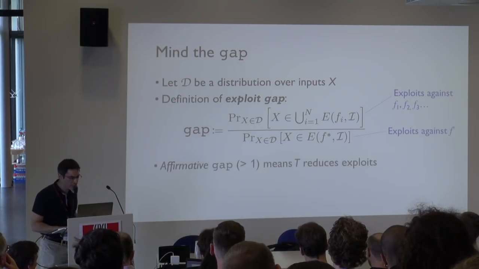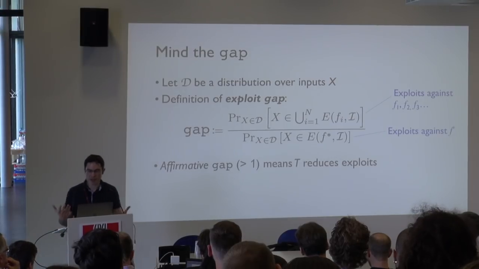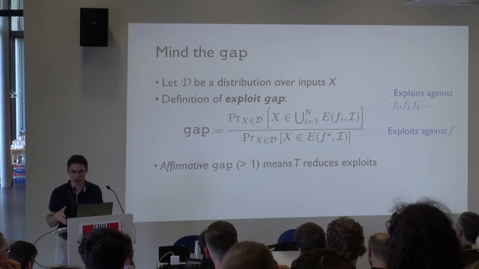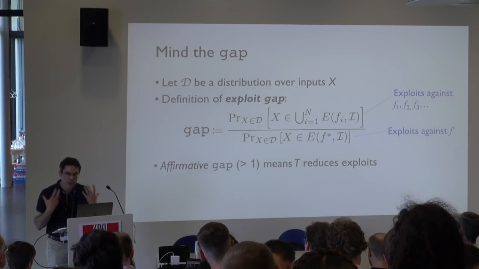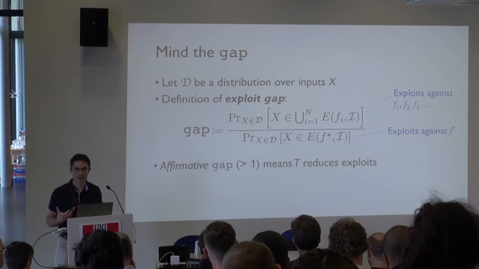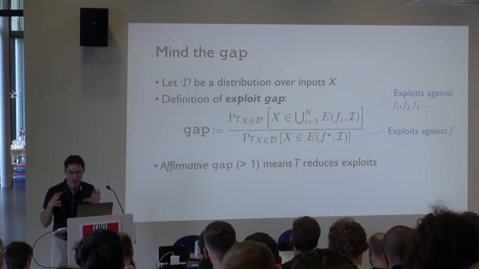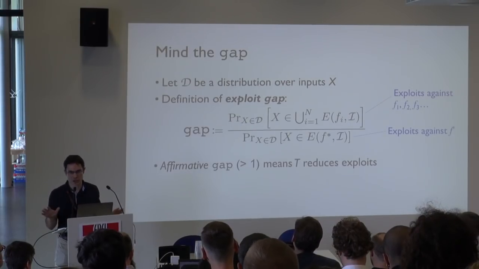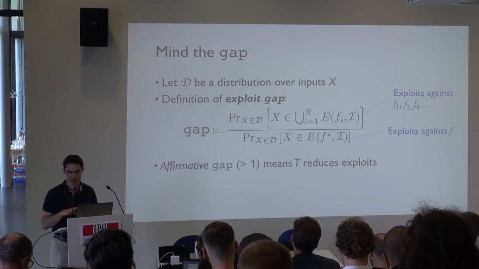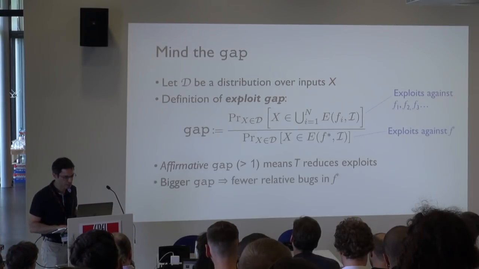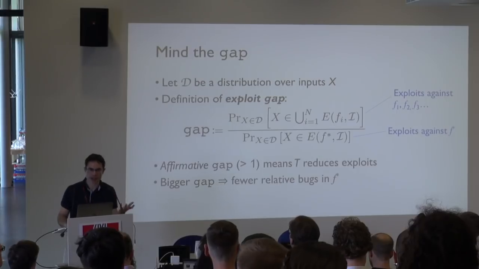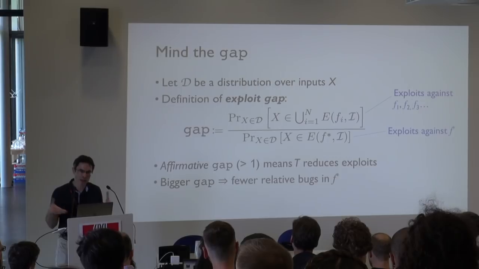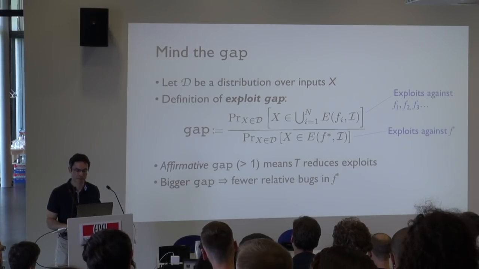So what you can see is that the bigger the gap, the better the job this transformation is doing in reducing the number of exploits. In particular, what you really want is a gap greater than 1. Right? You want the set of exploits in the meta program to be smaller than the set of exploits covering the constituent programs, the various heads that make up this meta program. And as I said, bigger gap is desirable. The bigger the gap, the better the job that this transformation is doing in purging bugs from your program.